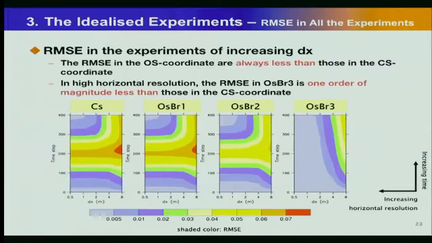Finally, we compare the root mean square error in all the experiments. The horizontal axis is the increasing horizontal resolution, and we can see that in all the experiments, these 3 figures are the results obtained by the orthogonal sigma coordinate. They're all less than this one. And again, especially when using the exponent rotation parameters, in the high resolution, the root mean square error is 1 order of magnitude less than this one.